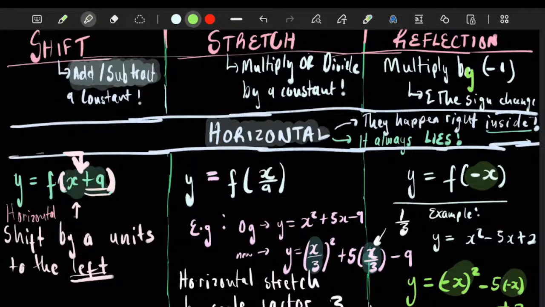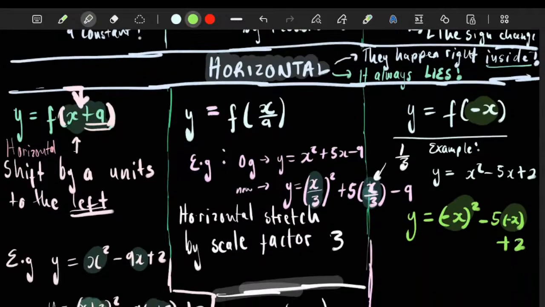Reflection just changes the sign. So once we see a sign change, it's a reflection. All we need to do is check: is the sign change also affecting the constant? If the constant is not affected, that means this sign change is exactly where x is. It's only affecting exactly where x is, so that is a horizontal one. Horizontal only affects exactly where x is.